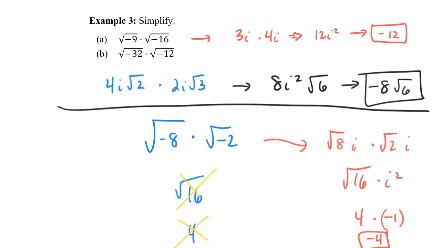Check your work on part B. I know somebody did part B already, so just go through it quickly, but again, break it down, recognize outsides multiply outsides, insides multiply insides, get an answer, simplify. Again, i squared is -1, which is where that's coming from.